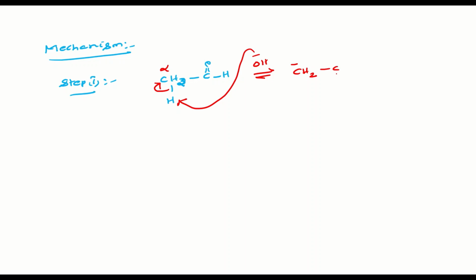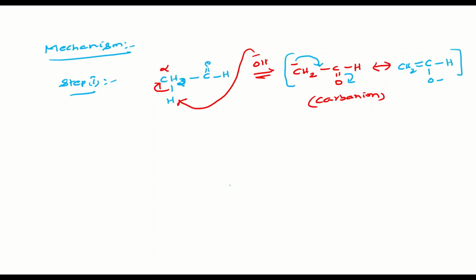What you get is CH2 minus, C double bond O, H. This is called a carbanion as an intermediate. This is step 1, which involves generation of the carbanion. This carbanion further undergoes resonance with the C double bond O. So basically what you are getting here is the enolate ion. This is the kind of intermediate that we are going to get.